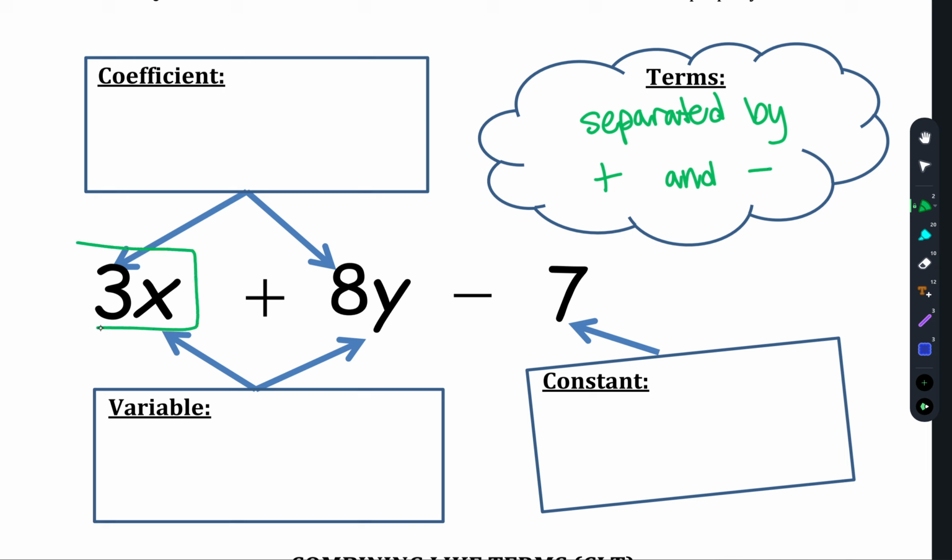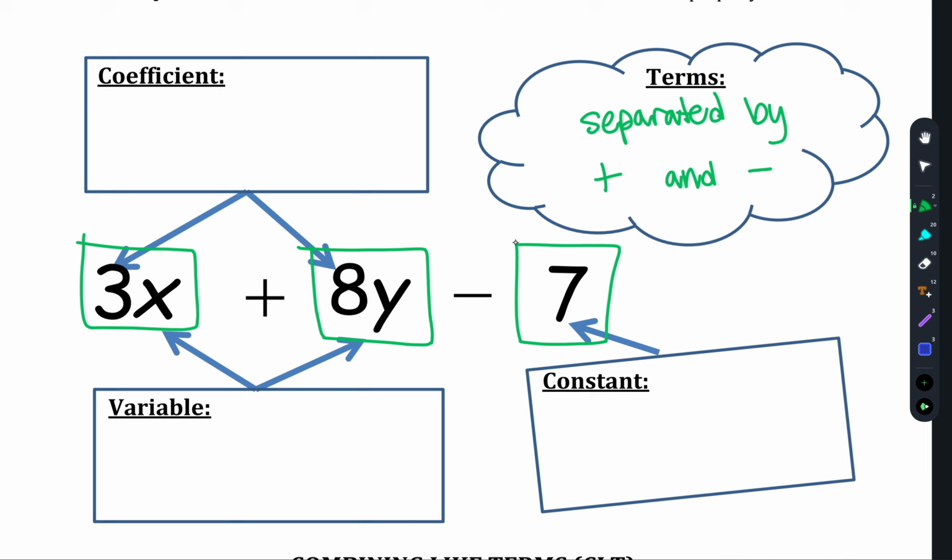My first one is 3x. My second one is 8y. And then you could argue that your third one is either 7 or negative 7, depending on whether you include that negative in there or not. I'm just going to count it as 7. So those are terms.